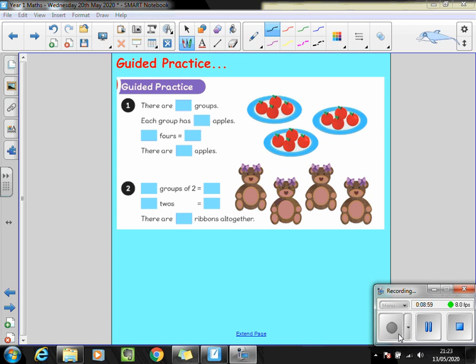Now question 2. Groups of 2 equal. We're looking at the bows on the bear's head here. 2s equals. There are ribbons altogether.